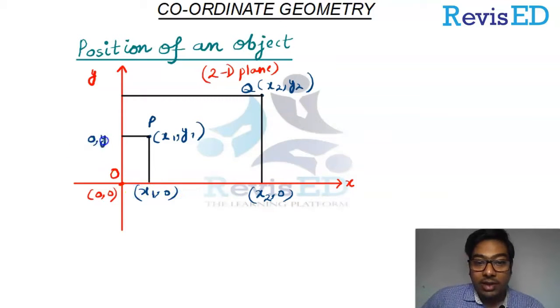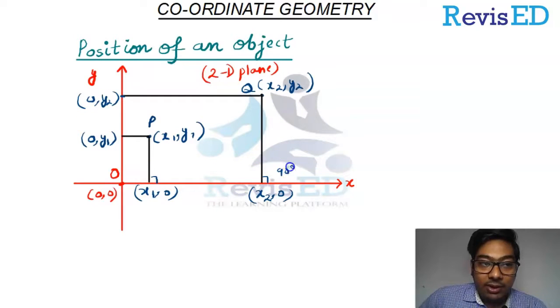The equation of the x axis is y is equal to 0. Similarly, this is 0 comma y2. So let us write 0 comma y2 as well. This is our 90 degree. So what will happen now? What we can do is, this is nothing but the difference of x2 and x1.